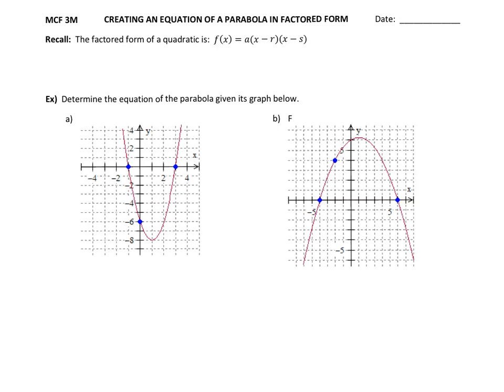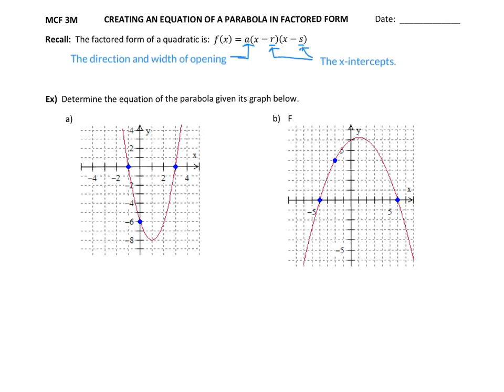So first of all, we need to recall what the factored form of the quadratic is, and I've nicely written that for you. You should remember at this point that the value of A is just telling you the width and the direction of opening. The R and the S are the x-intercepts for our parabola, also known as the zeros.